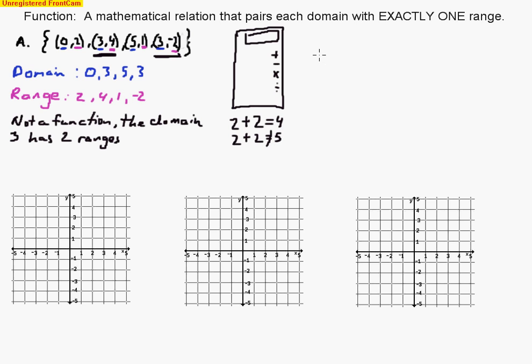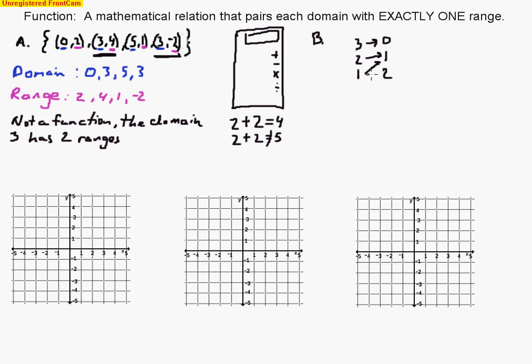So let's take a look at another example. Let's go with letter B. And let's say we had a mapping diagram this time. Maybe like 3, 2, 1, and maybe a 0, 1, and 2. And then the mapping diagram, remember, shows the domain values going to the range values. So let's say we had something like this.